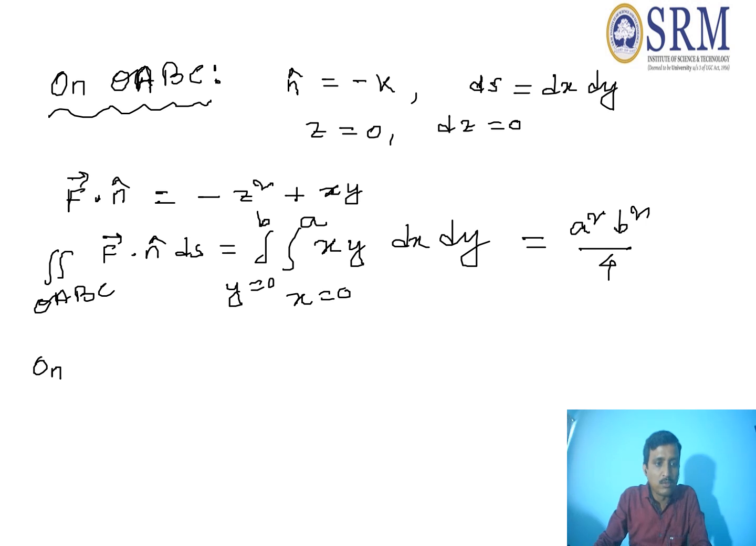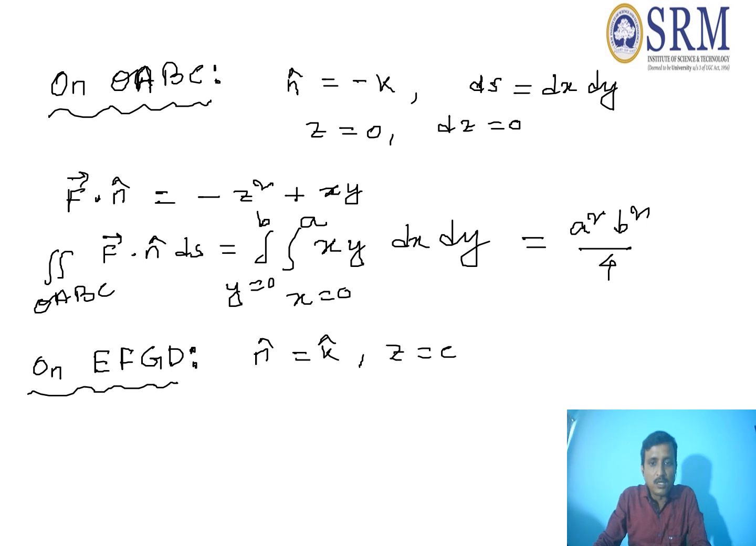So let us find out for EFGD. That means for the other side, the above side. So n is equal to k. What is z? z is c. As z is c, automatically dz will be equal to 0, because if you take the derivative, dz is equal to 0.